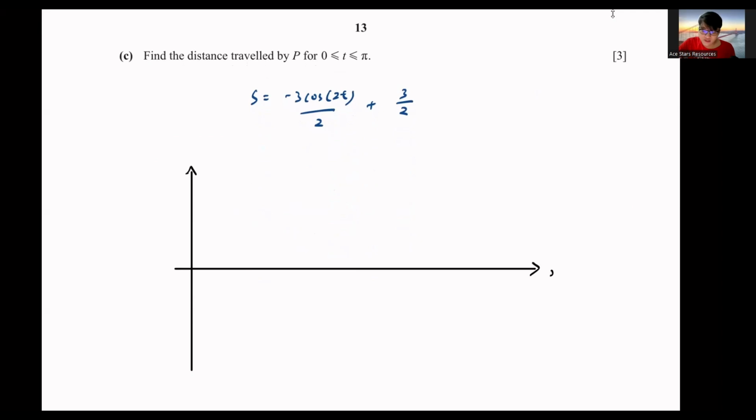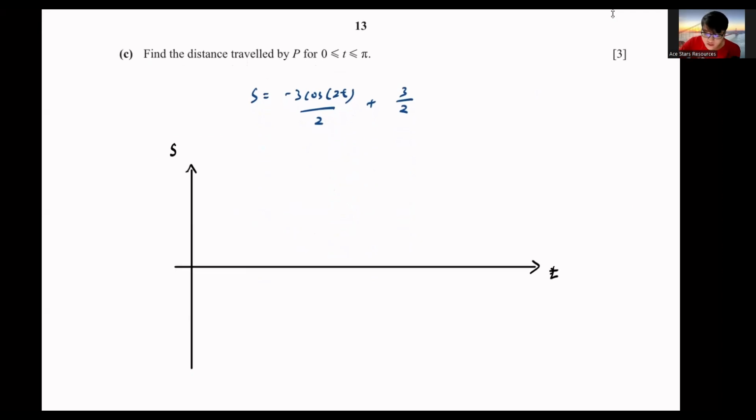So this is basically time t and then s. We can observe how the particle moves. So this is a negative cosine curve. A negative cosine curve is going to be a cup shape, but it's upside down, right? So that's what you guys have learned.